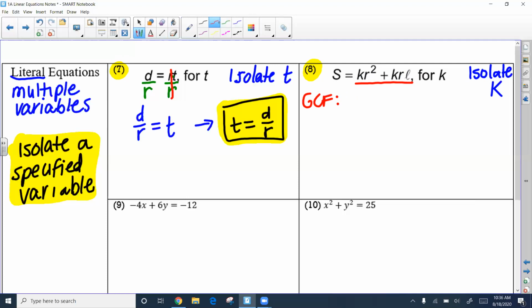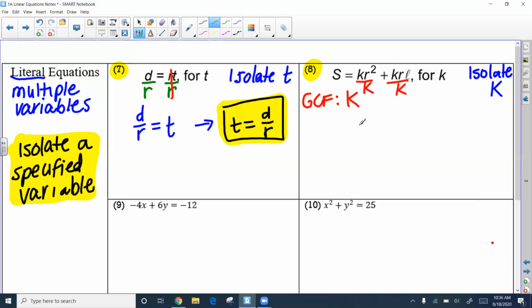So you could factor out both a K and an R. I'm just going to factor out a K right now, because remember, that's what we're trying to get by itself. So I'm going to factor out a K out of this side. So I'm going to divide both terms by K.